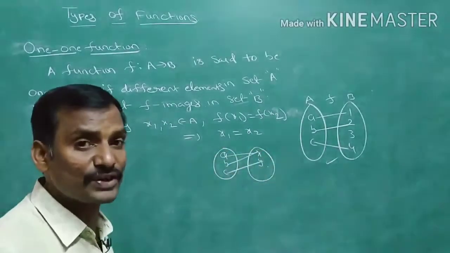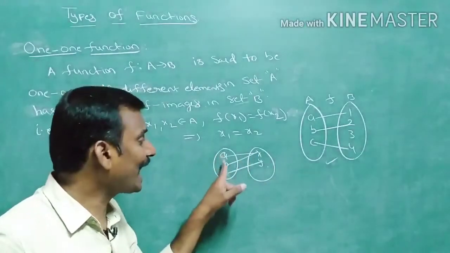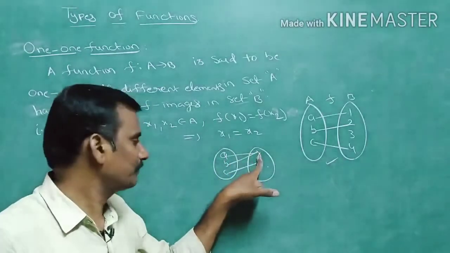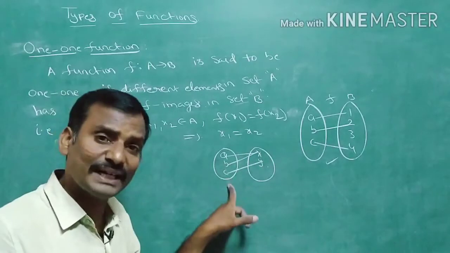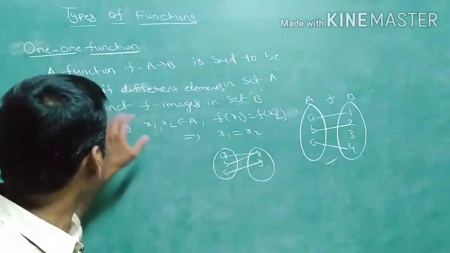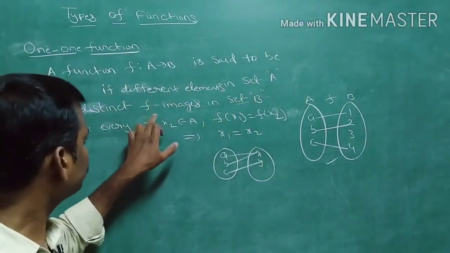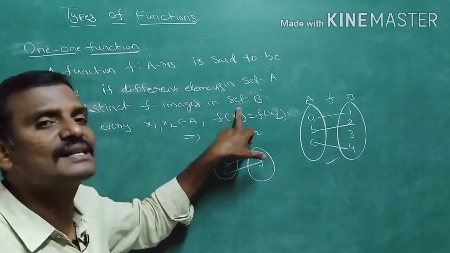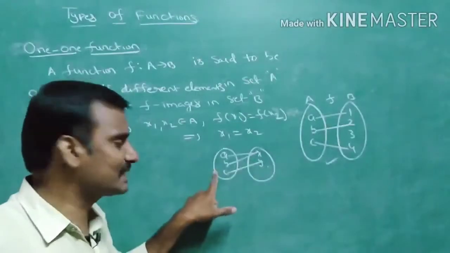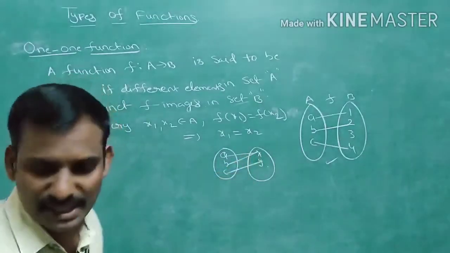It is not one-one function because A and B have the same f image. Here A is mapped to X, and C is mapped to Y. First of all, it is a function, but it is not one-one. What is the one-one definition? If different elements in set A have different f images in set B, then it is one-one. But here, A and B have the same f image.